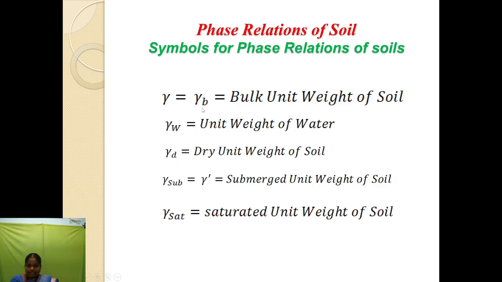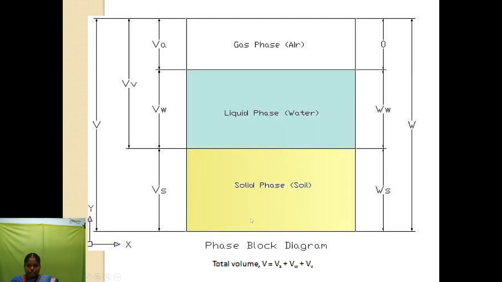So that three-phase relationship uses simple symbols: γ_b denotes the bulk unit weight of soil, γ_w is used for the unit weight of water, γ_d for the dry unit weight of soil, γ_sub is the submerged unit weight of soil, and γ_sat equals the saturated unit weight of soil. This is for the three-phase diagram.